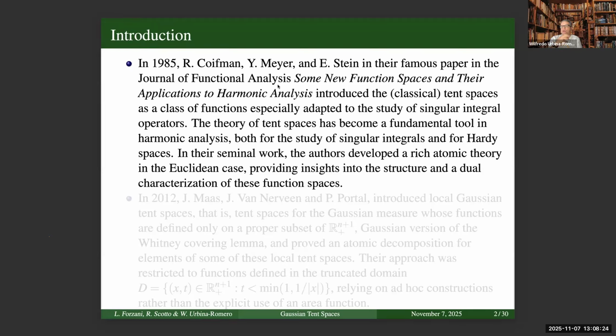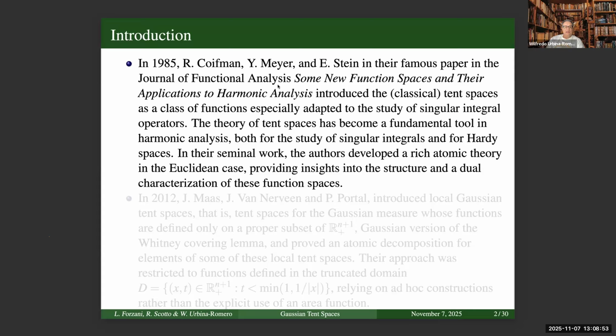So of course, we, the people that work in Gaussian harmonic analysis, every time that you see something in the classical case, you say, well, that was with respect to the Lebesgue measure. What can we say about the Gaussian measure that is completely different, right?